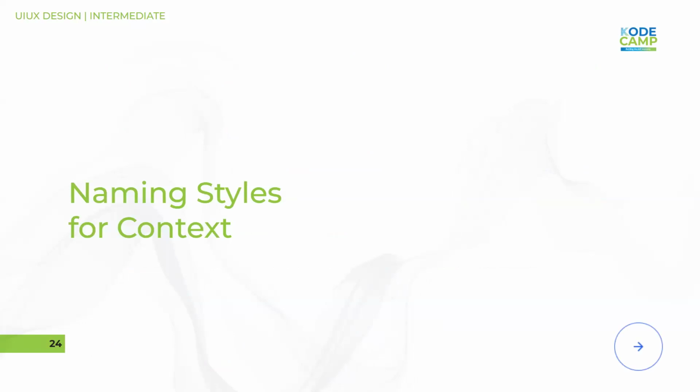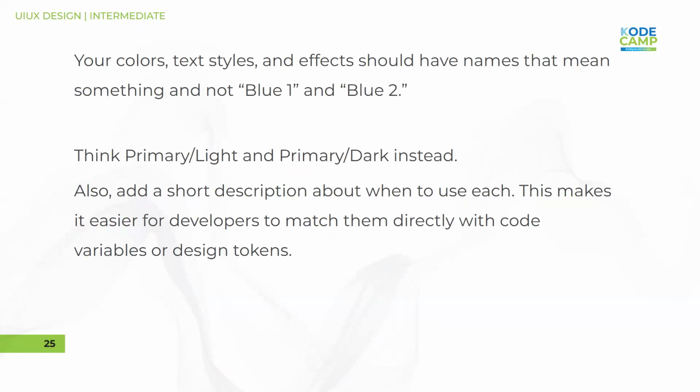Then the fourth thing is naming styles for context. This is one of the sneakiest ways to either make developers love you or make them curse your name. So if your color palette says blue one, blue two and blue three, you're basically forcing the developers to play color bingo. So think primary light, primary dark instead. Also add a short description about when to use each. This is going to make it easier for developers to match them directly with code variables or with design tokens.